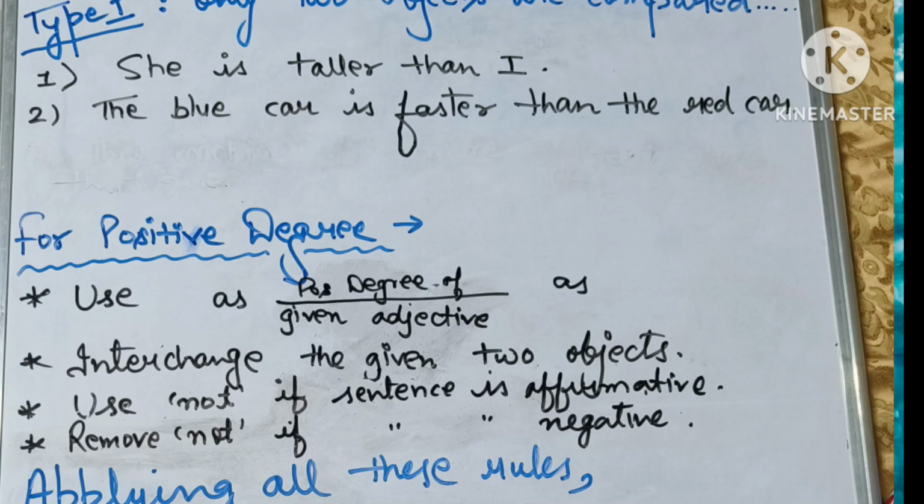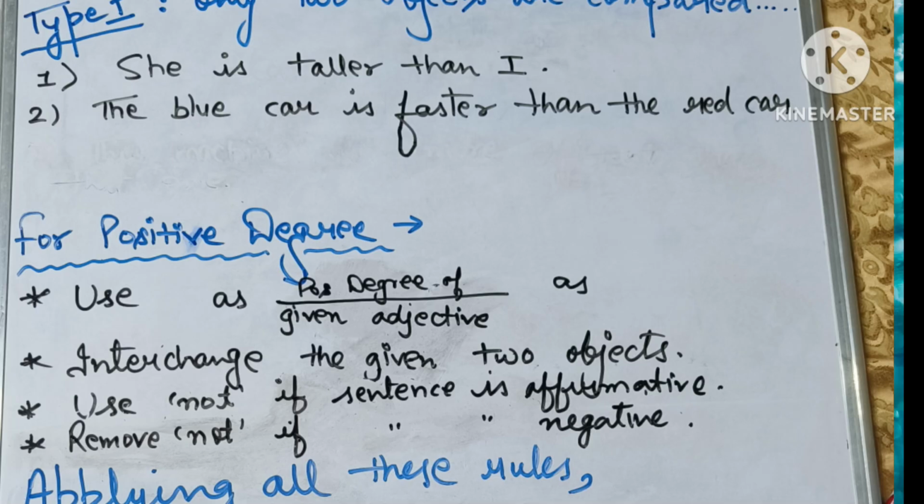So in place of faster than, you will use as fast as. In place of taller than, you will use as tall as. If it were greater than, you will use as great as. Brighter than, as bright as. So that is the first rule you learned, right? We just bring this structure, as positive degree as. So in place of taller than, you have to bring as tall as. In place of faster than, you have to bring as fast as, right?